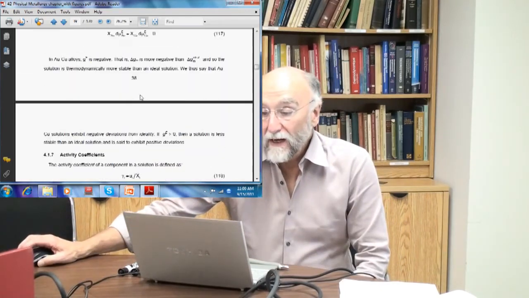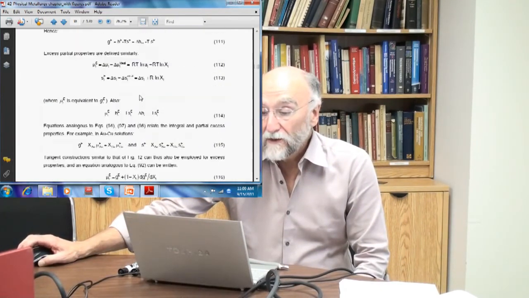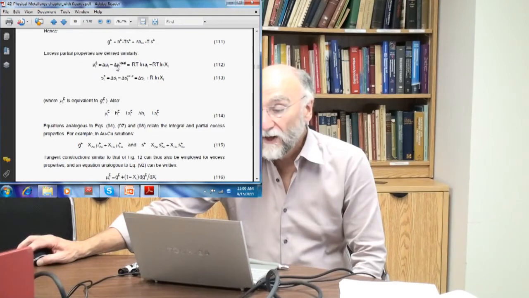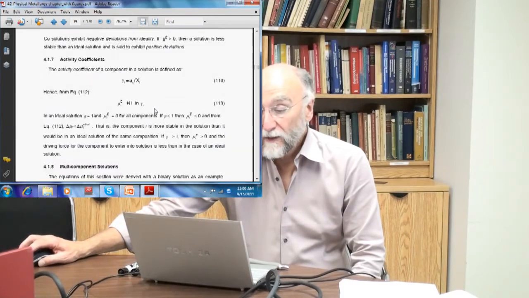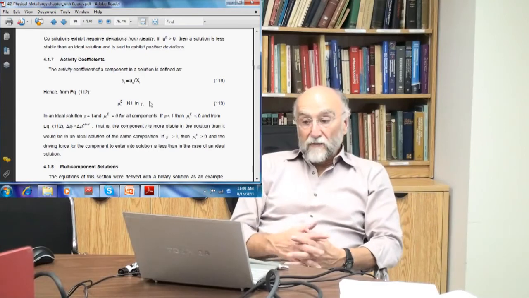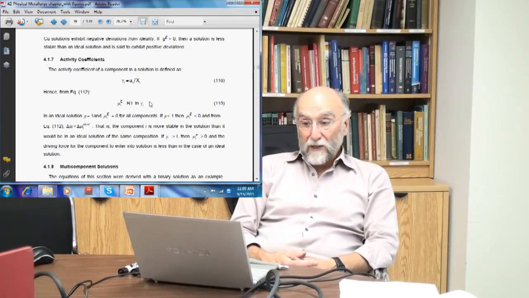And if you went back to this equation here, you see that the excess partial Gibbs energy is RT log activity minus RT log x, which is then RT log activity over x. So clearly the excess chemical potential is equal to RT log gamma. So if the activity coefficient is 1, the excess chemical potential is 0. There is no excess, it's ideal.